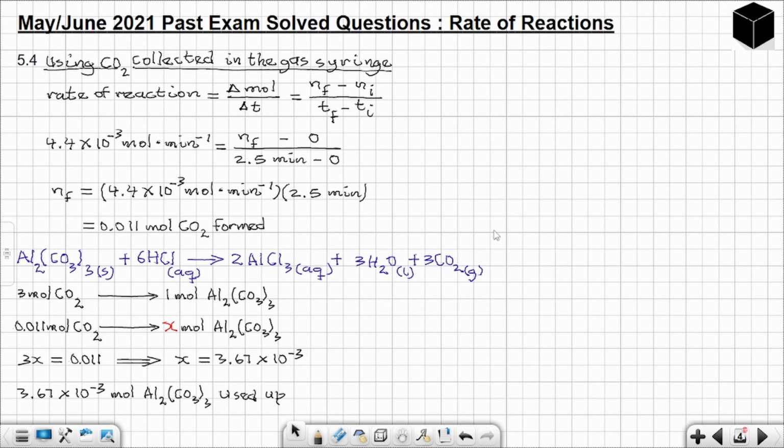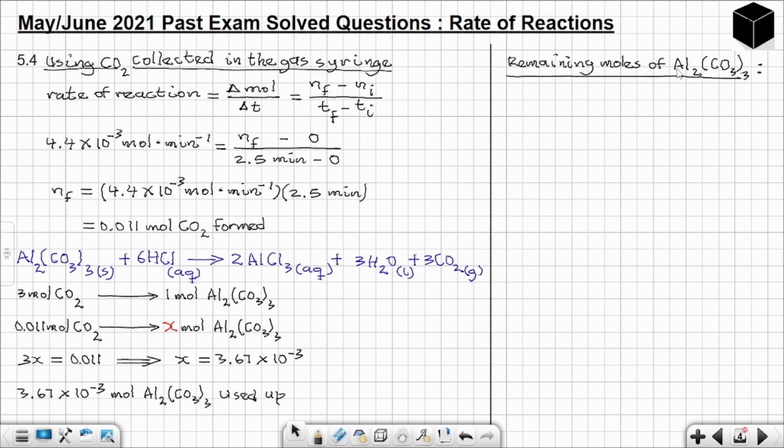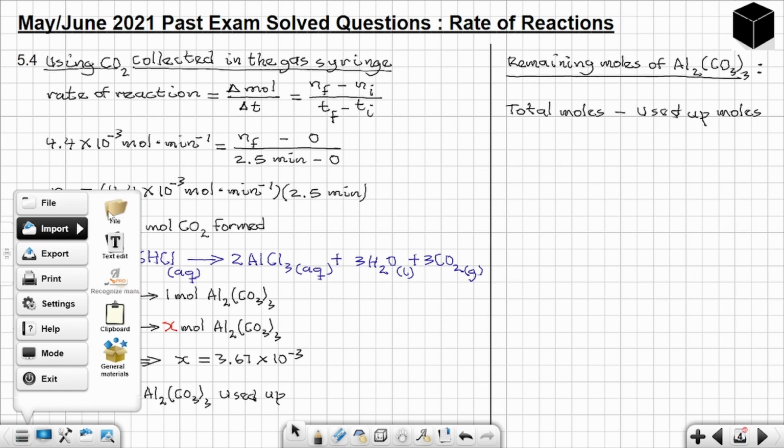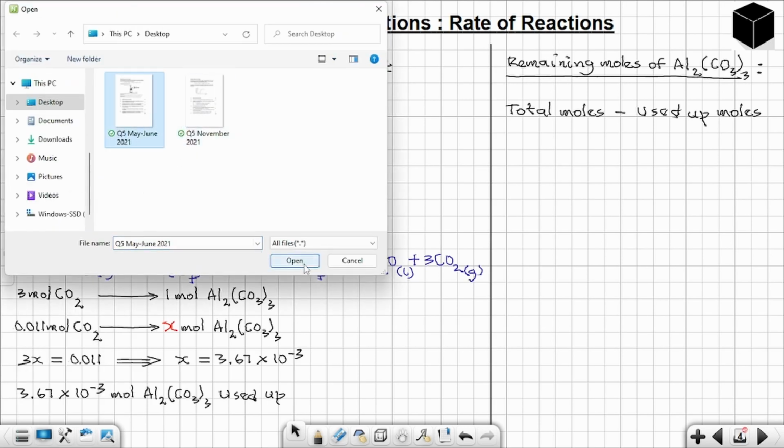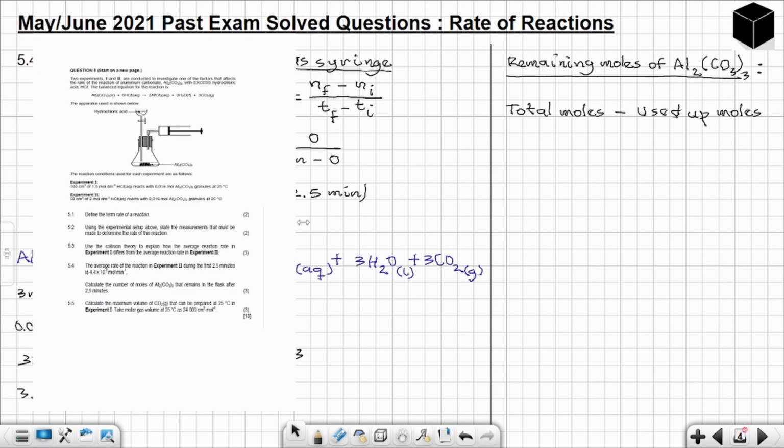Let me get a line here. Okay. Now to calculate the remaining moles of aluminum carbonate, remember the question is asking for the number of moles of aluminum carbonate remaining in the flask. You are going to take the total moles of aluminum carbonate minus the number of moles used up. So what is the total moles? When you look at the question, you can see you are given the number of moles at the beginning.